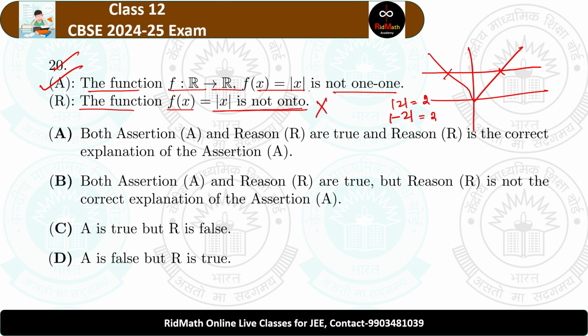And the statement that the function mod x is not onto is false, because mod x is defined for all real numbers. So the function is actually onto. So R is false and A is correct. So that means option C is correct: A is true, but R is false.